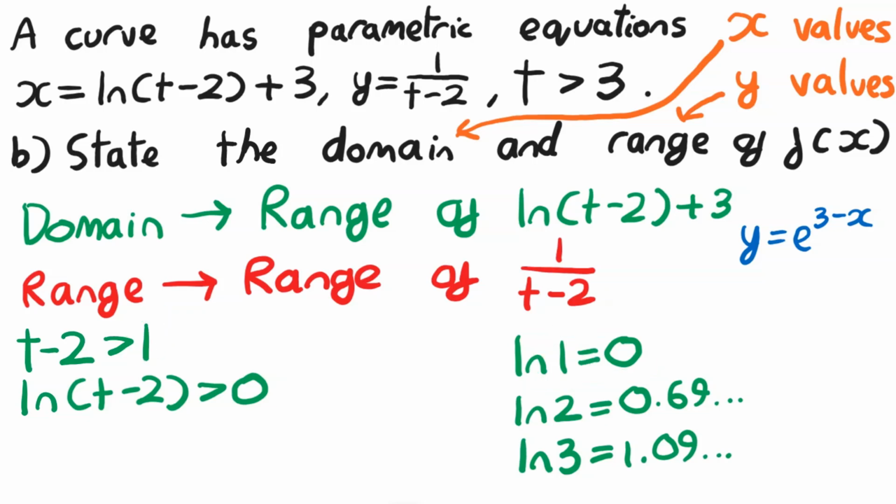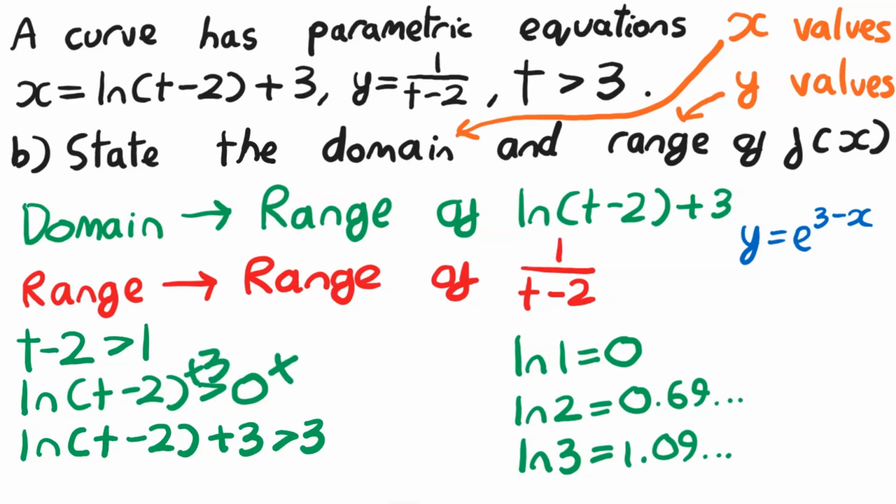Okay, now let's consider the natural log of t minus 2 plus 3. So I've just added 3 to both sides here, so this is going to be bigger than 3, like this here. And you can see that this is what x is equal to. x is equal to the natural log of t minus 2 plus 3. So therefore we can just sub this in for x. So therefore it's going to be x is bigger than 3, and this here is the domain. x is bigger than 3.